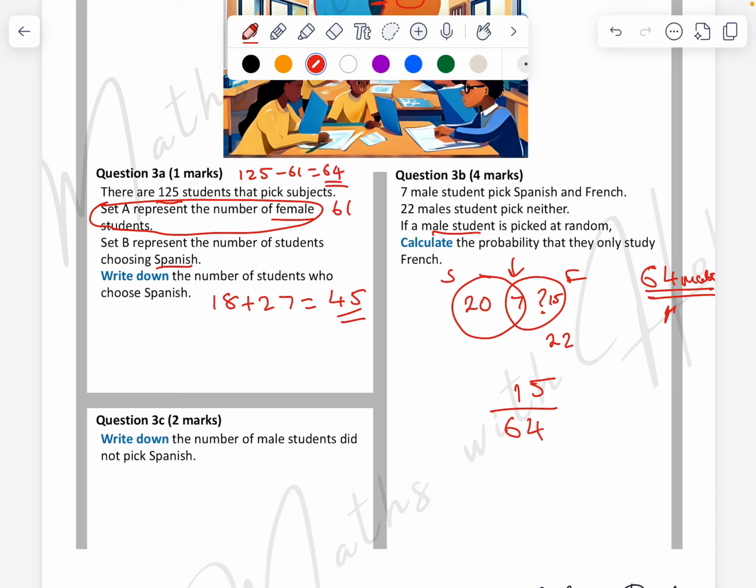The last one, write down the number of male students who did not pick Spanish. Well, you've got 15 inside who just do the French, and you've got 22 on the outside, so that is 67 students.